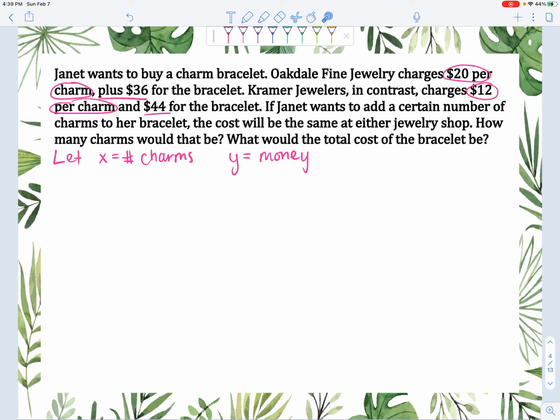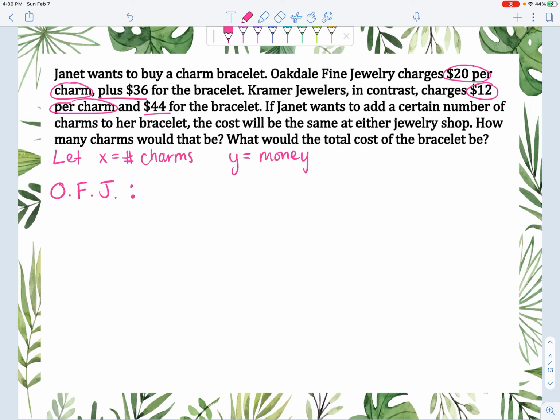But if you see time as a variable, that's always going to be your x. So some things to keep in mind. These word problems get easier with practice. Okay, so we've got two jewelry stores. We've got Oakdale Fine Jewelry. I'm just going to abbreviate.